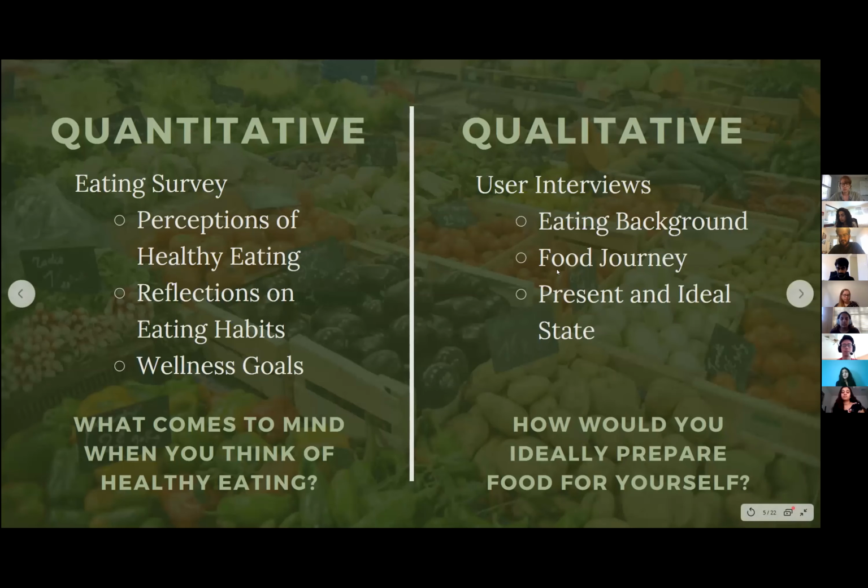For our qualitative data, we did user interviews, and we asked people about their eating backgrounds. So what they ate growing up versus how they eat in college now and how that's changed. Their food journey, which is what they do whenever they go to a grocery store to buy groceries for the week and to make meals for the week. And then we also asked them about their present and ideal state. So how they eat right now, and would they change anything about that in the future? And the main goal of our qualitative data was to figure out the answer to the question, how would you ideally prepare food for yourself?